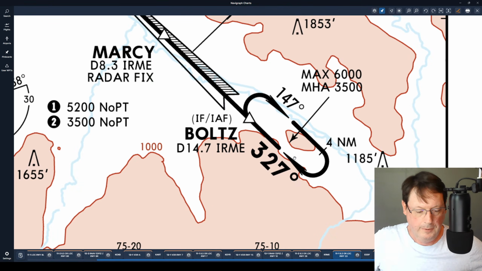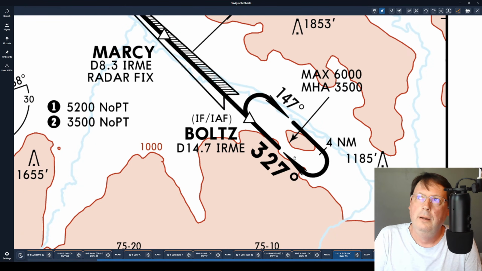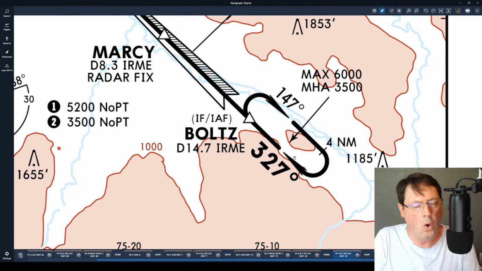Teardrop versus parallel is up to you. I have never flown a parallel entry on purpose in my life. I think I had to fly one for my check ride, but I will never fly one on purpose. I will always fly teardrop entries. Teardrop entries are easy. And sometimes you'll have what's called a non-standard holding pattern, which is a left-hand turn. So it might be down here on the other side. In that case, a teardrop entry is simply outbound plus 30. So you would fly a 177 degree heading instead of a 117.